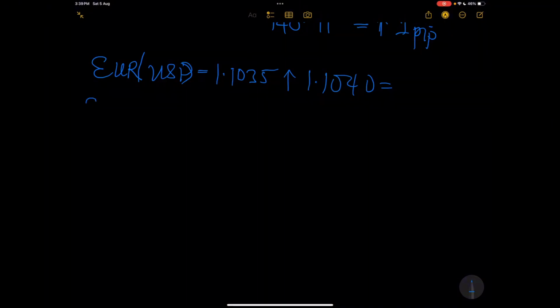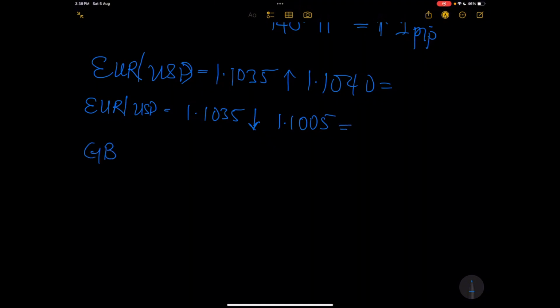Now we have another one. Let's keep using EUR USD. Let's say we have 1.1035 and we have a decrease, arrow down is decrease, to 1.1005. How many pips decrease is that?